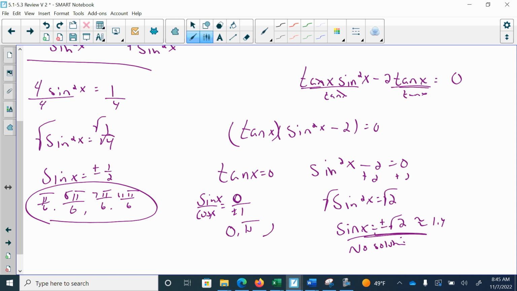But there are solutions to the equation, and these would be the solutions. So maybe I should say not possible, something that lets me know that you know that you can't get any solutions from this side, but you still have solutions from the other side.